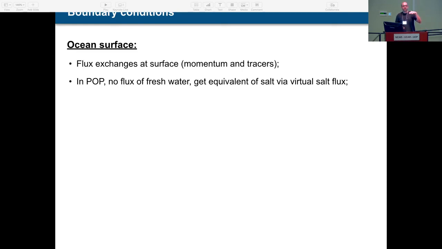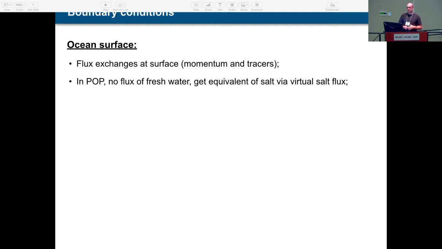So starting from the ocean surface, there are flux exchanges at the surface, for example, momentum, the wind blowing on top of the ocean, also heat and fresh water. So heat goes into the temperature equation, fresh water goes into the salinity equation, and mass. Important to note that in the POP model, the one that you guys are using, there is no freshwater flux.